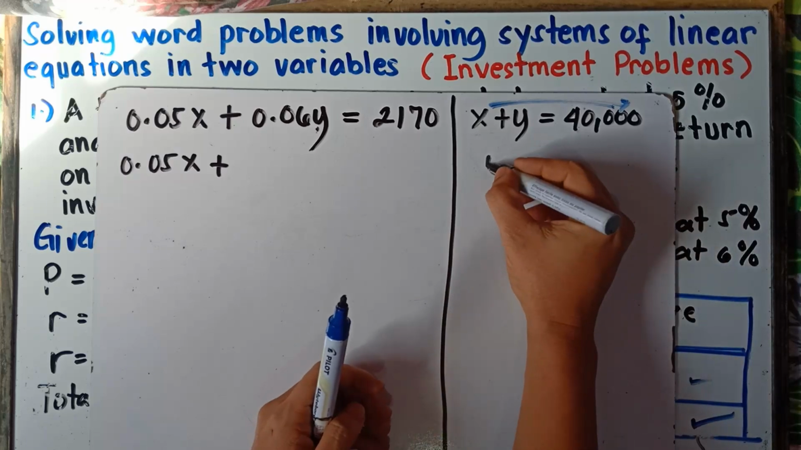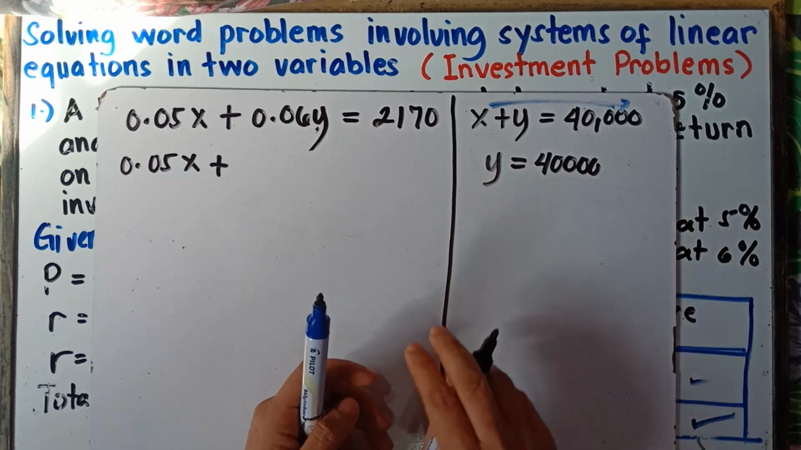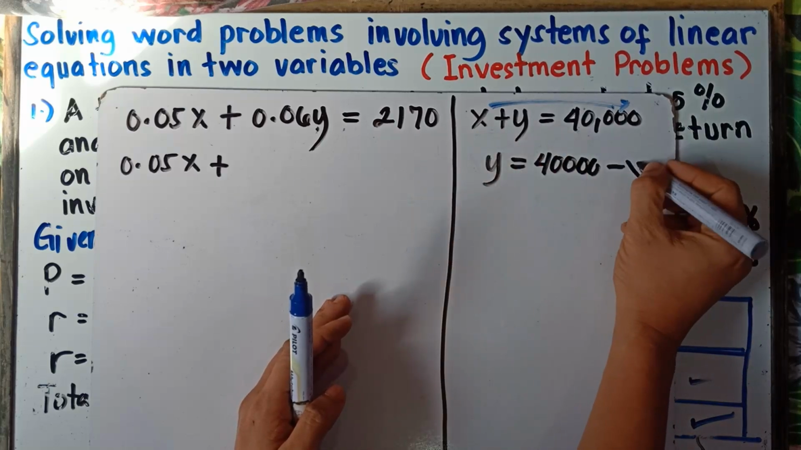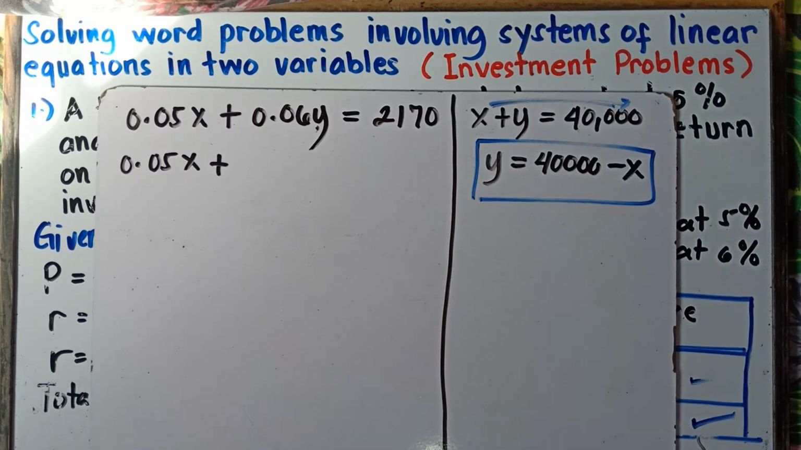So this will be y, copy equal sign, copy 40,000. Transpose x from left to right: this is positive x, it will become negative x. So therefore, class, the value of y is equal to 40,000 minus x.